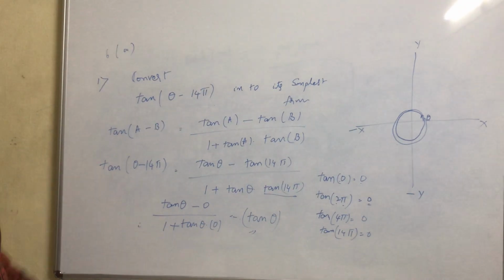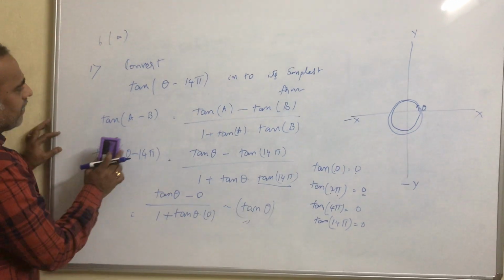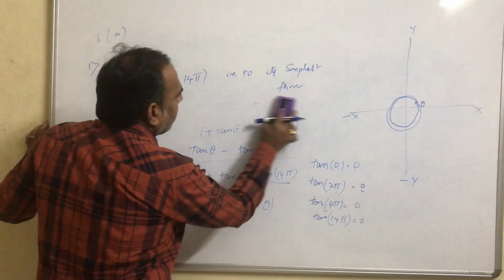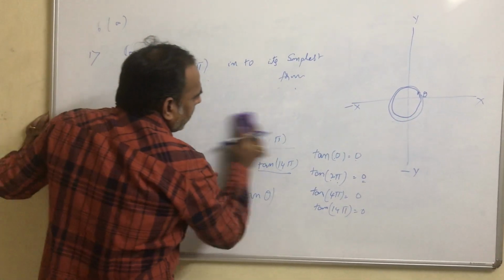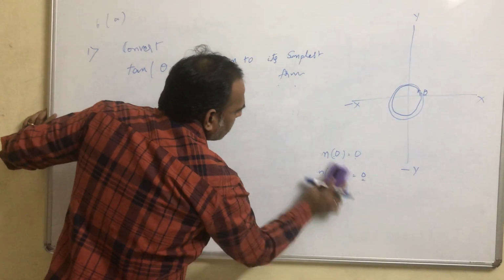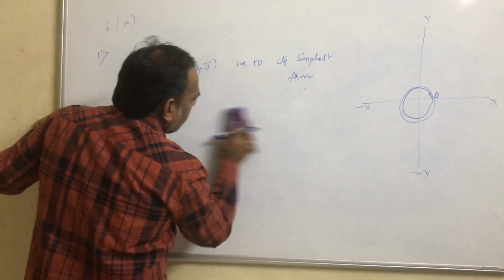I will tell one more way of doing this one. Okay, this is one way, and we have one more way. If you don't know the formula tan a minus b, then how to solve this problem? That I will explain now.